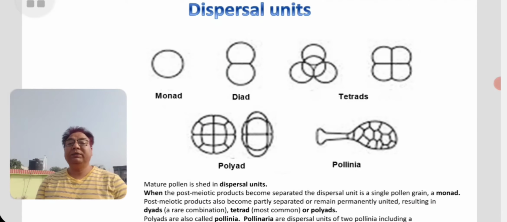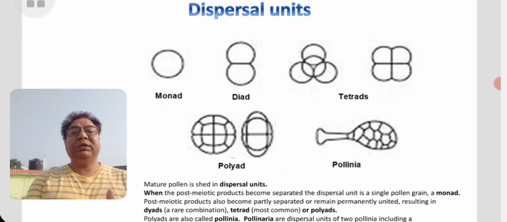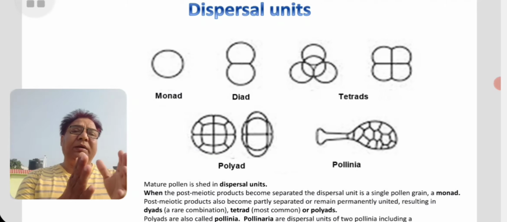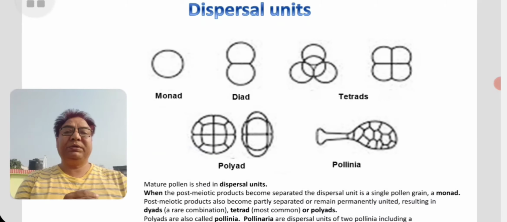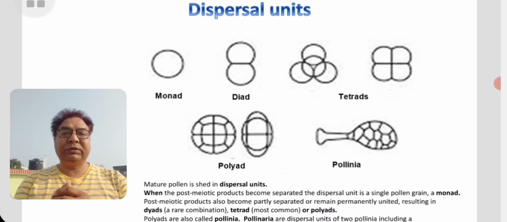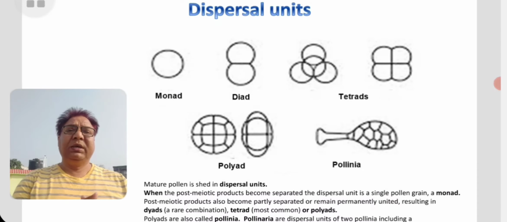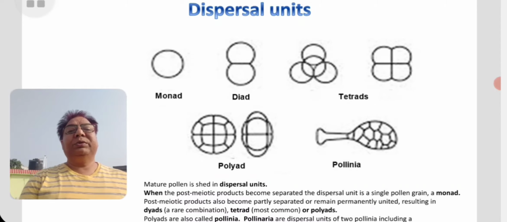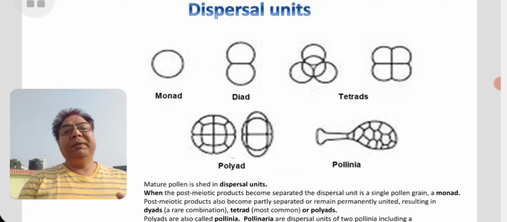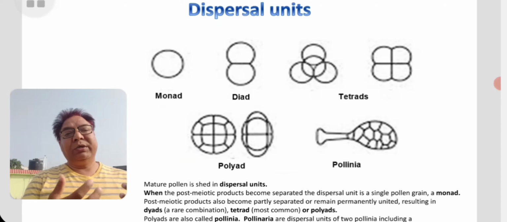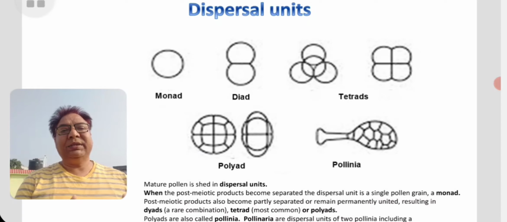Now talking about the dispersal unit, here it means the number of cells, how many cells are disseminated or dispersed from the microsporangium at the time of pollination. They may be dissociated at the single cell level, or maybe two cells together, or four cells, many cells, like that. Accordingly, the names are monads, dyads, tetrads, and polyads.